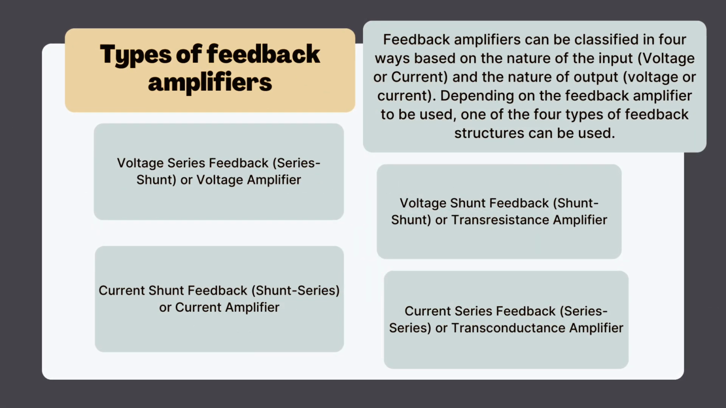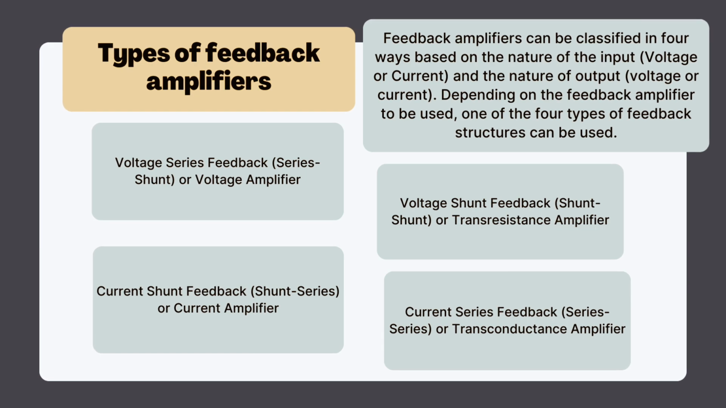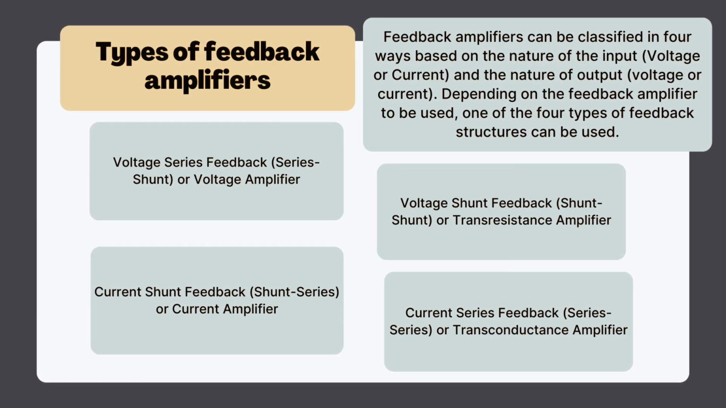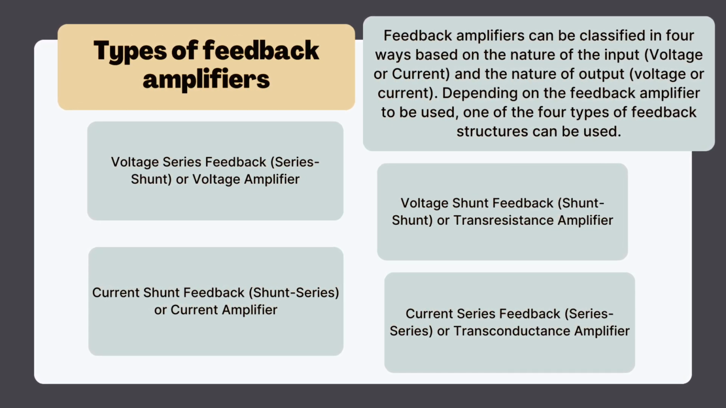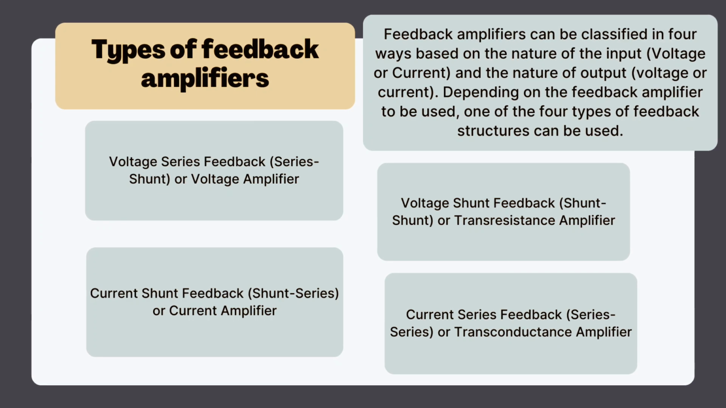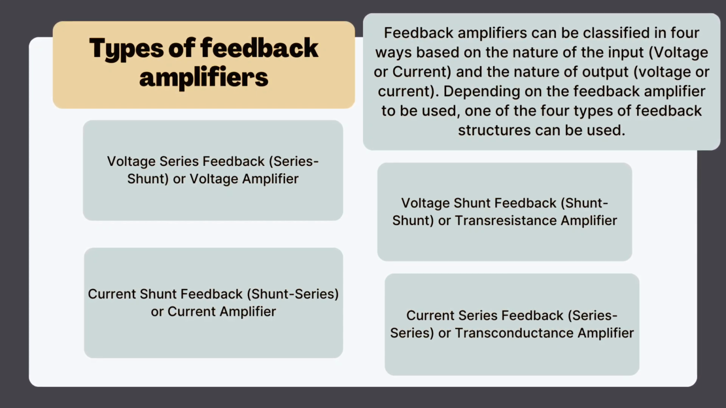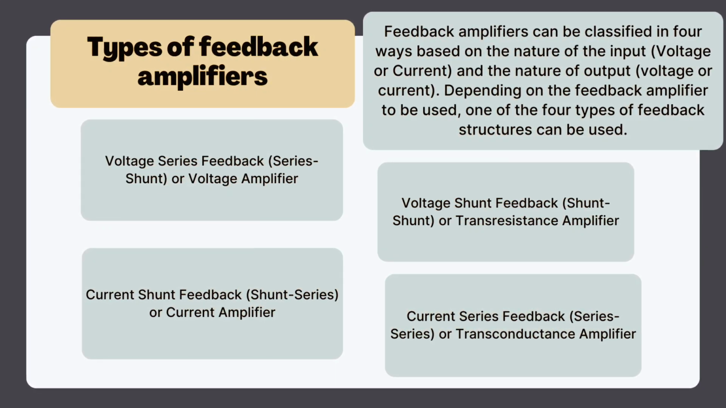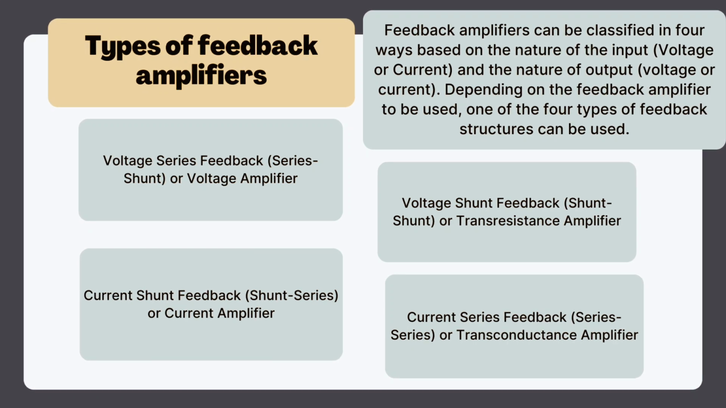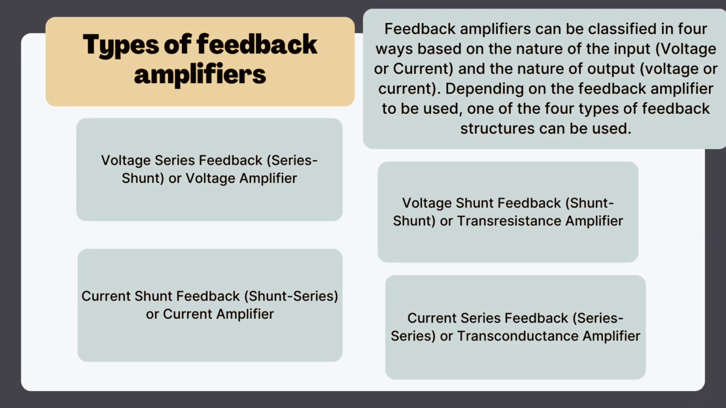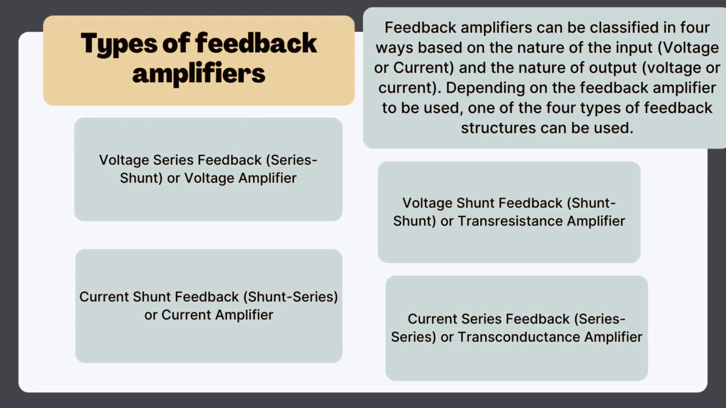The types of feedback amplifiers. Feedback amplifiers can be classified in four ways based on the nature of the input, voltage or current, and the nature of the output, that is, voltage or current. Depending on the feedback amplifier to be used, one of the four types of feedback structures can be used.